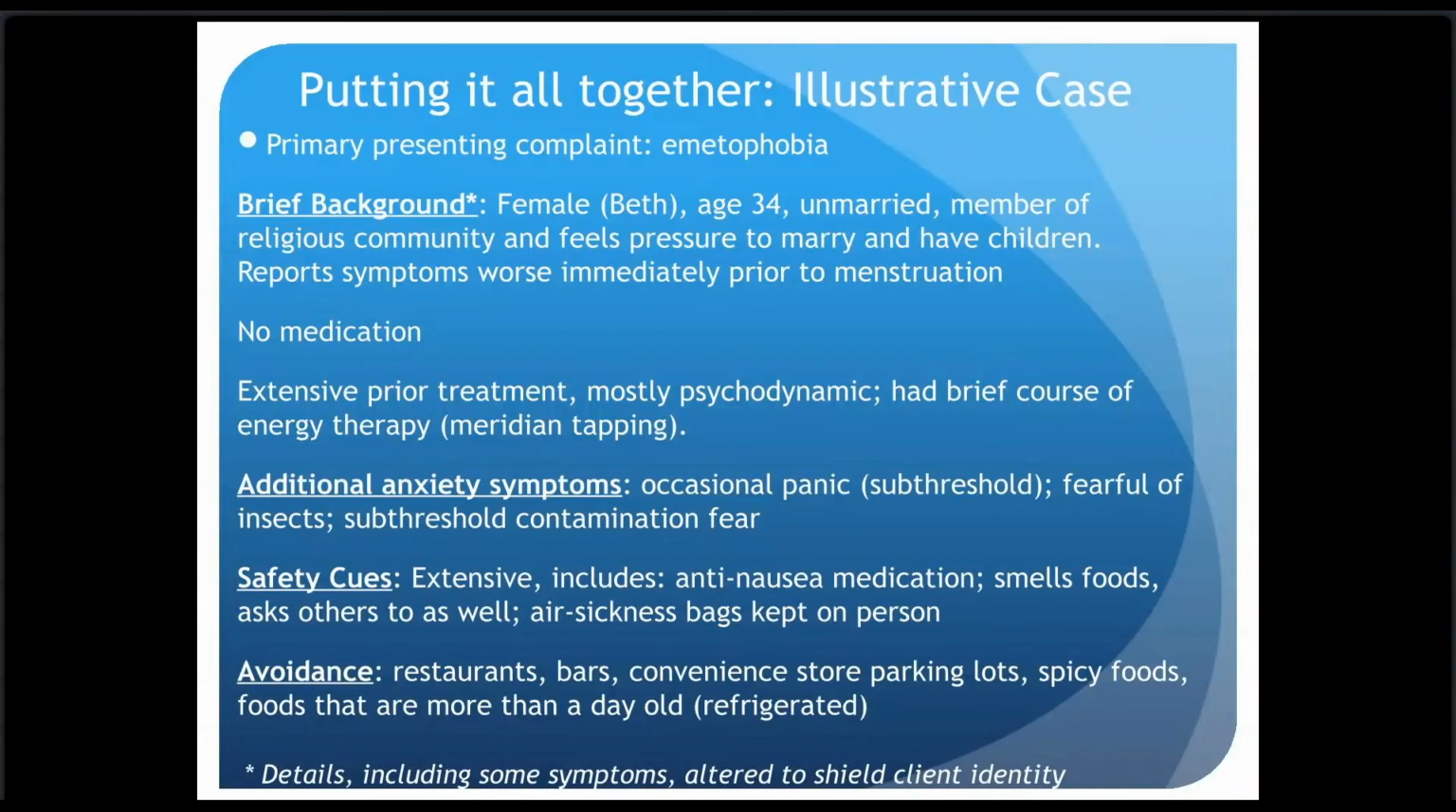This is a woman who I treated myself. She was 34 when she came for treatment, not married. She was a member of a very religious community, and she felt a considerable amount of pressure to get married and have children. So by her age, when she was coming to treatment, she was pretty delayed in the course of expectations within her community.